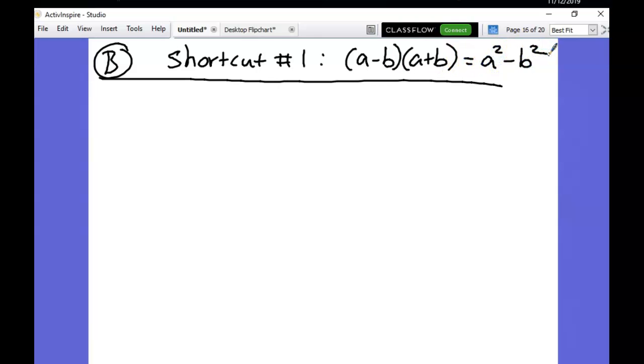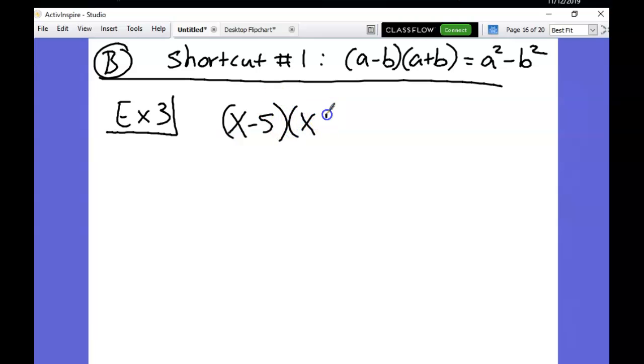You guys, it's like the opposite of factoring is what it is. So let's do an example for that. We're on example 3, right? Yeah. All right. So let's say I had x minus 5 times x plus 5. So how this works is you multiply the first times the first. What do you get? And you multiply the last times the last. What do you get?